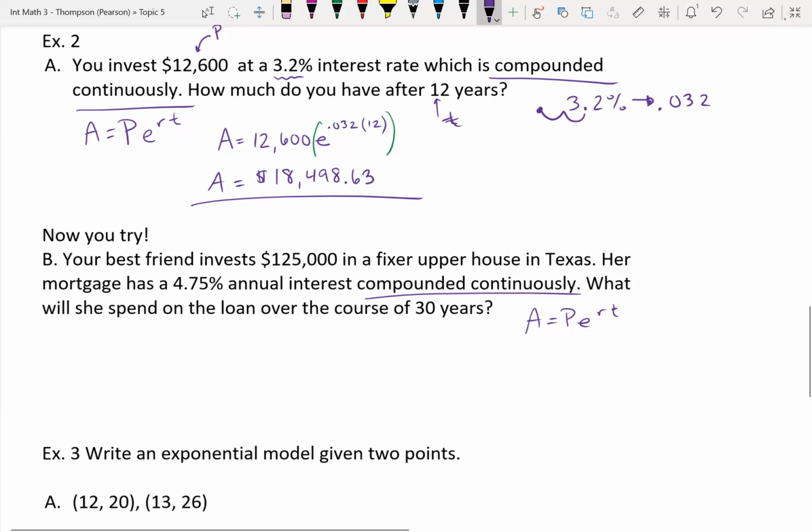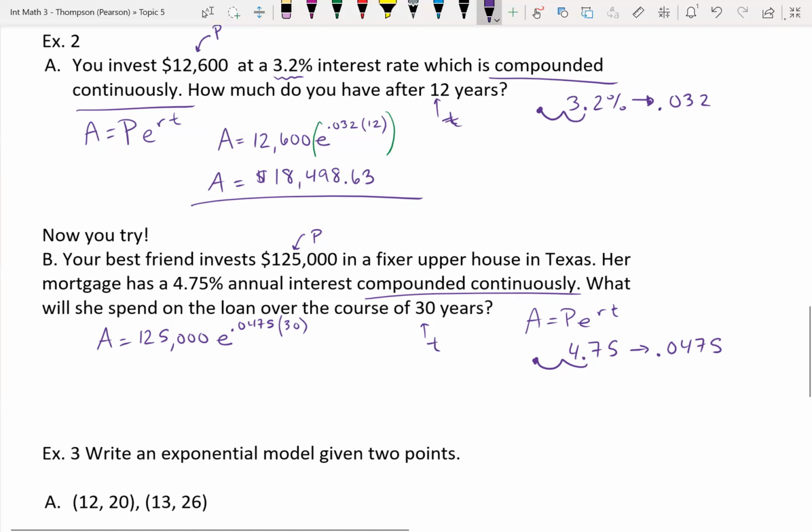Okay, so when I plug this in, this is my principal value, 125,000 times e to the r, so 4.75%, 0.0475, times t. And my time is 30 years. So if you look at this value, you could buy a house in California for $125,000 if it's a fixer-upper, if it's in an unpopular area, it would be very difficult to get a house for that amount of money. You could buy some land for that amount of money.